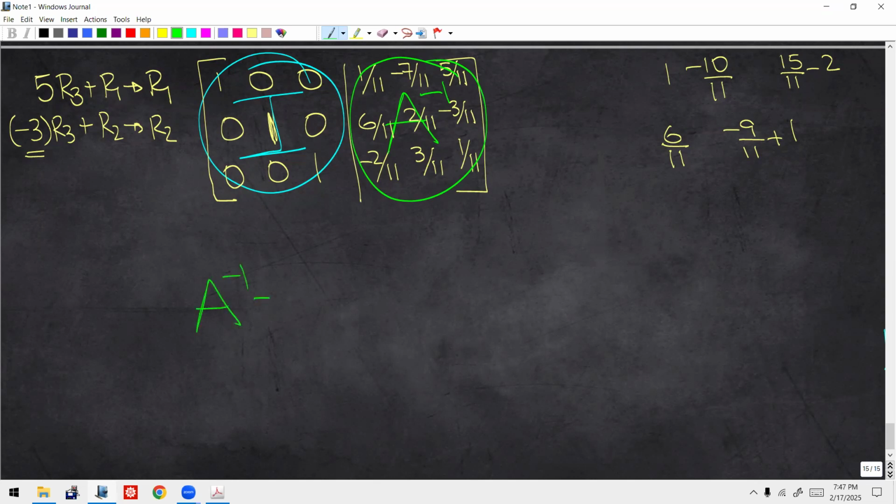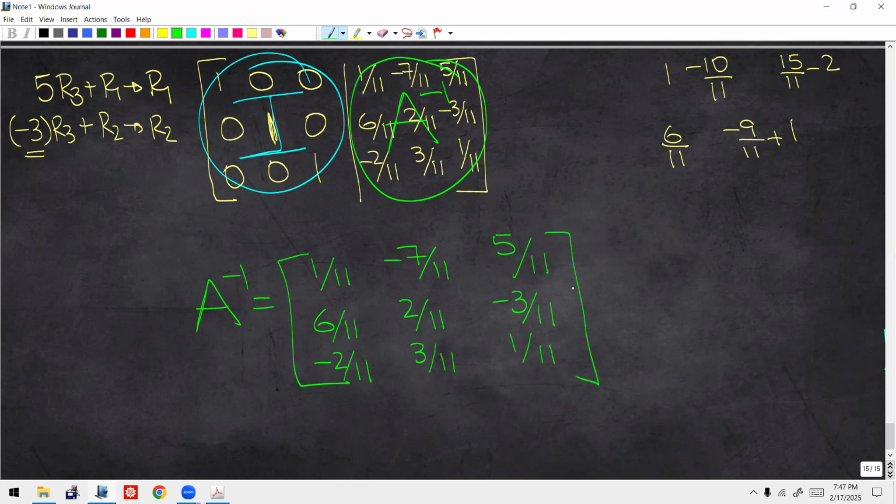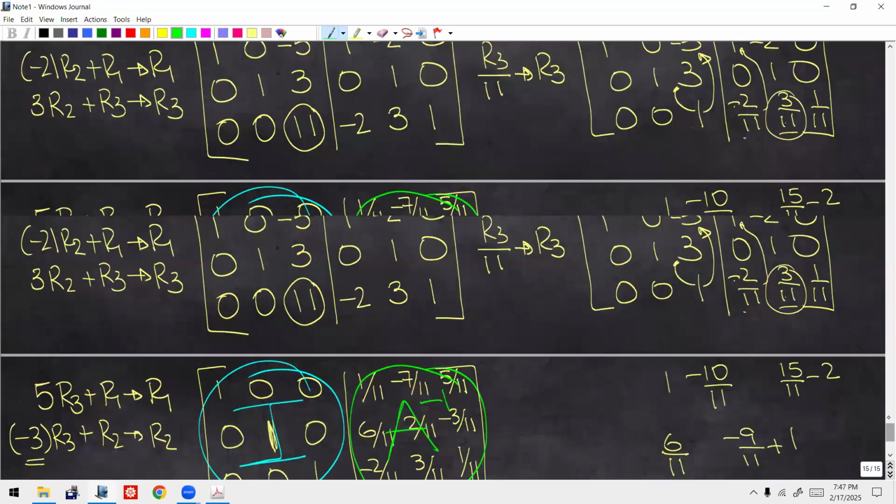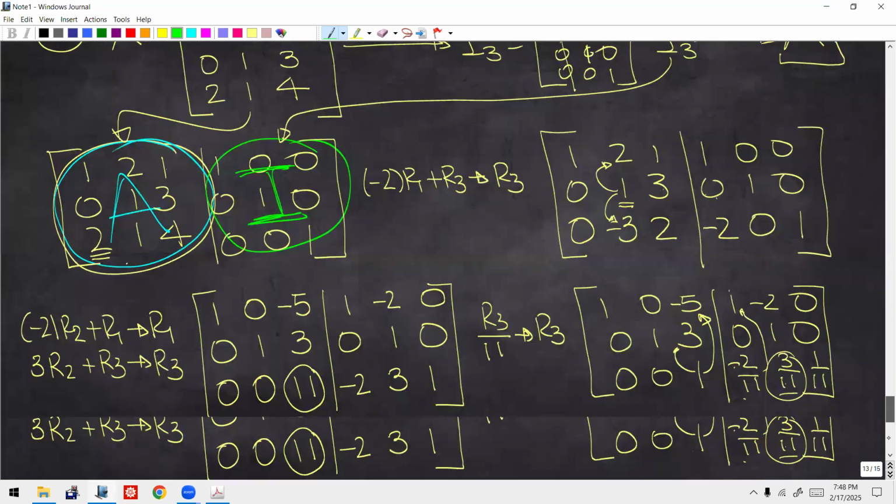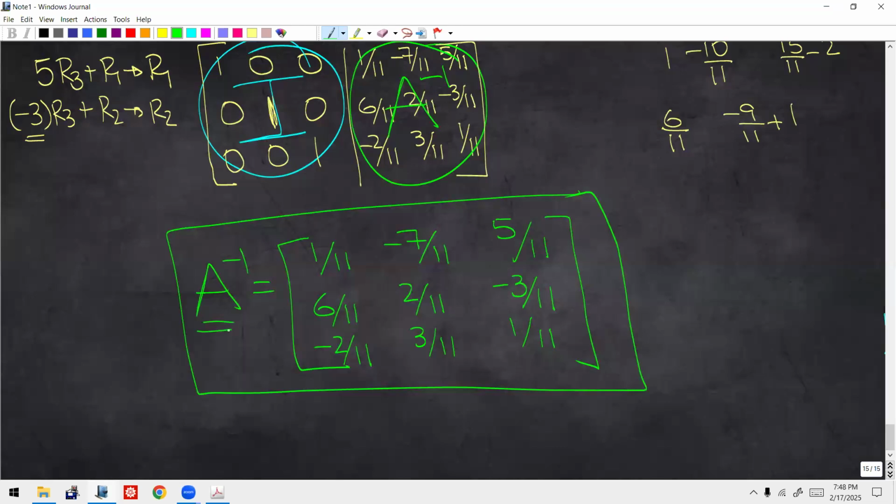So A inverse is -1 over 11, -7 over 11, 5 over 11, 6 over 11, 2 over 11, -3 over 11, -2 over 11, 3 over 11, and 1 over 11. So that is the inverse of the given matrix A. Now, if you wanted to check your answer, what could we do? We could basically multiply A and A inverse until we get an identity.